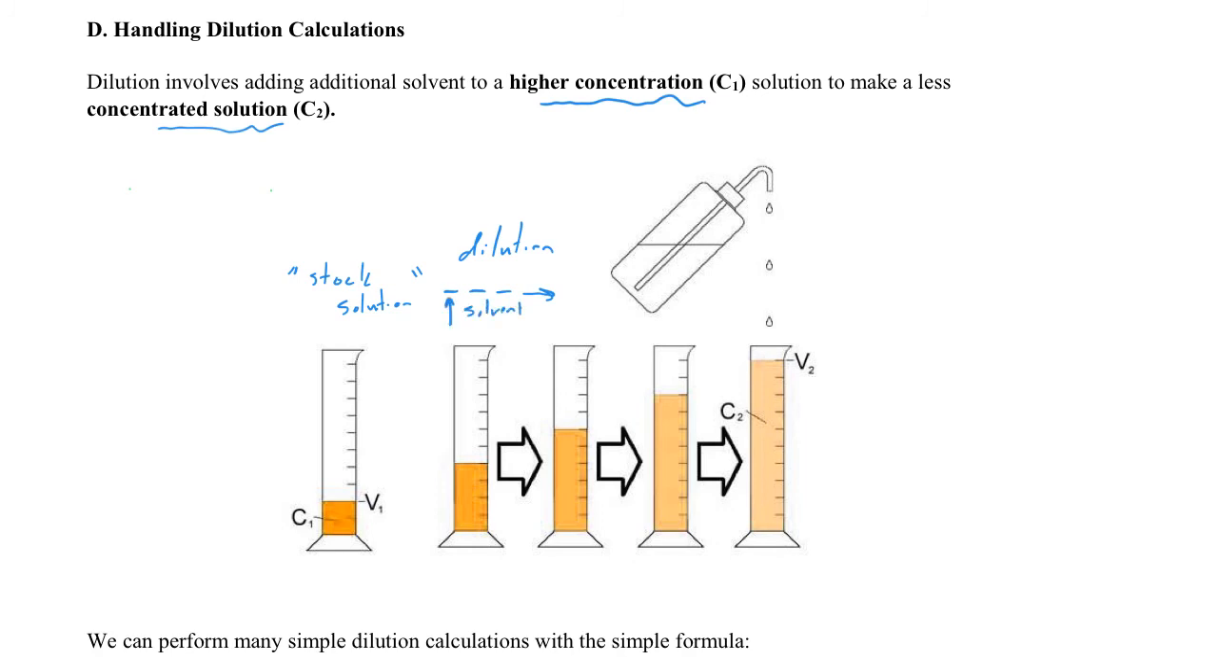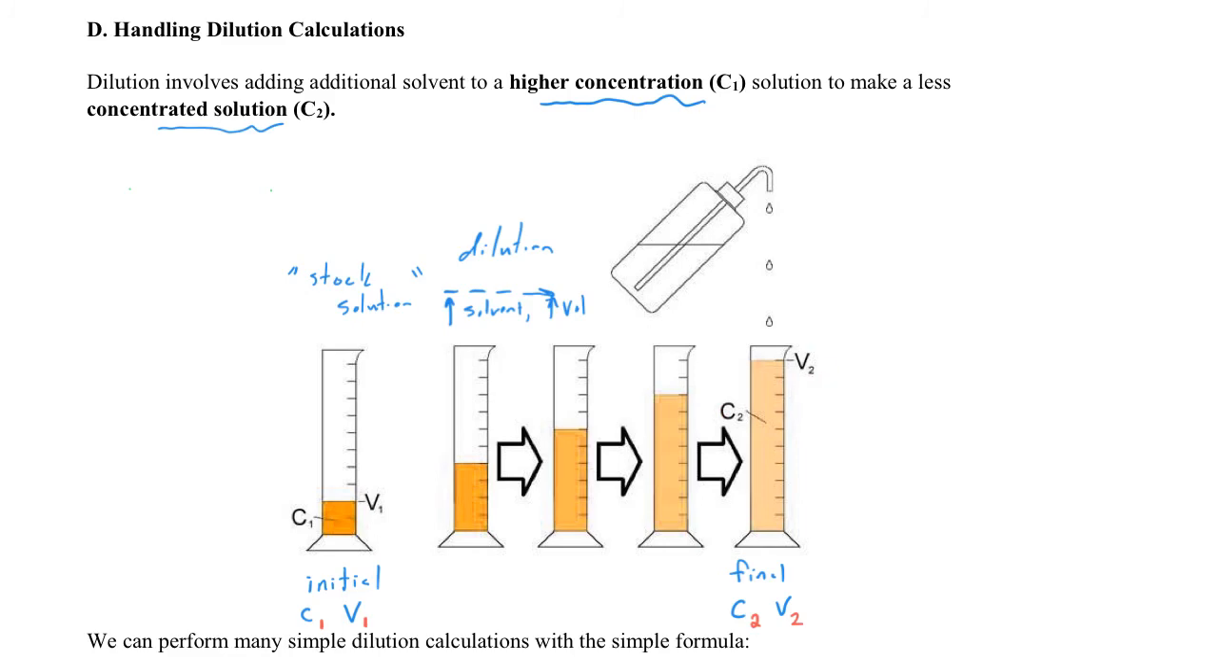When we add more solvent, of course, we don't change the number of moles of the solute. We're only increasing the volume of the solvent. This therefore increases the volume of the solution and decreases the concentration. Now, it's very helpful when we're dealing with changing concentrations to distinguish between initial concentration and initial volume, or C1 and V1, and the final concentration and the final volume, or C2 and V2.